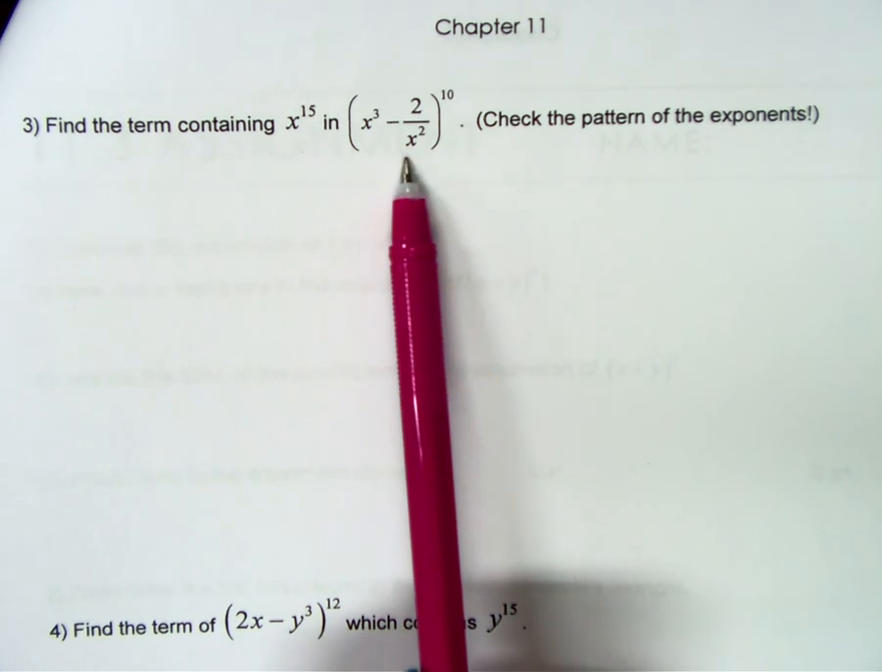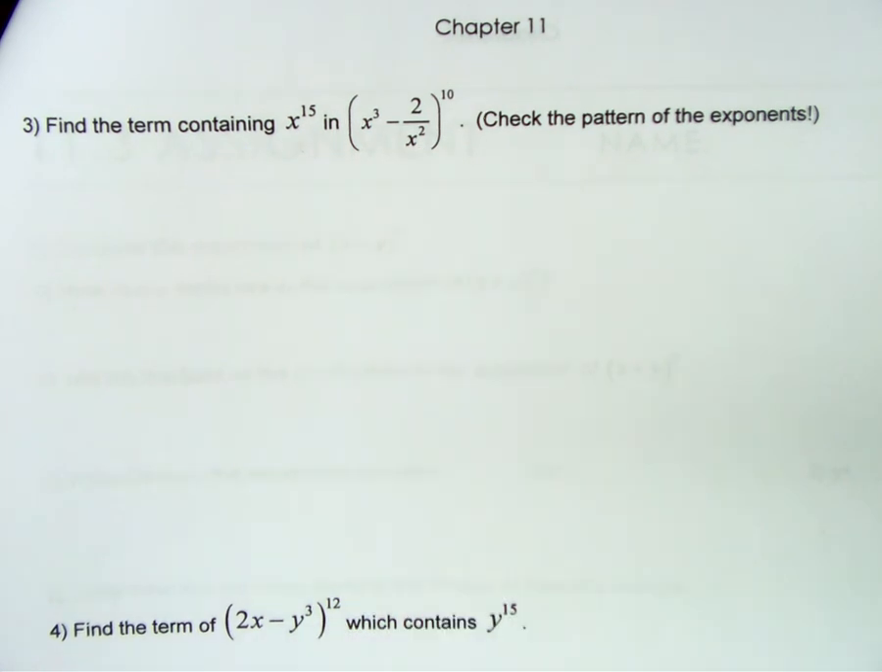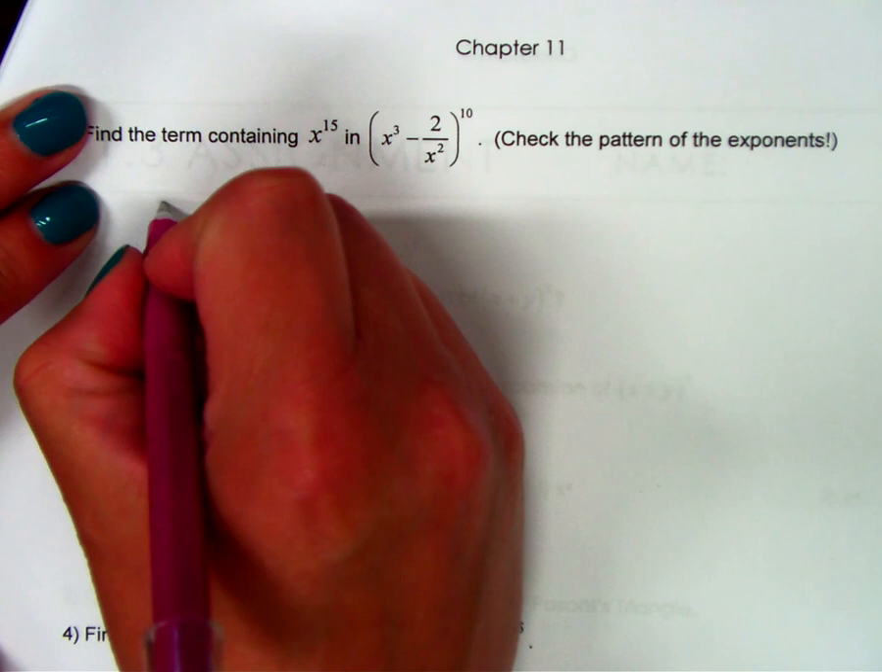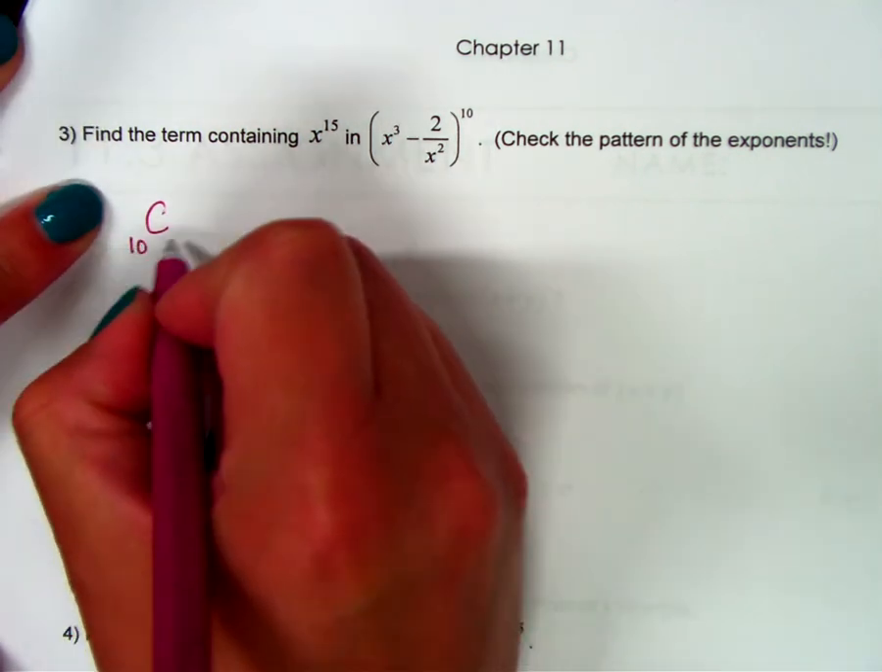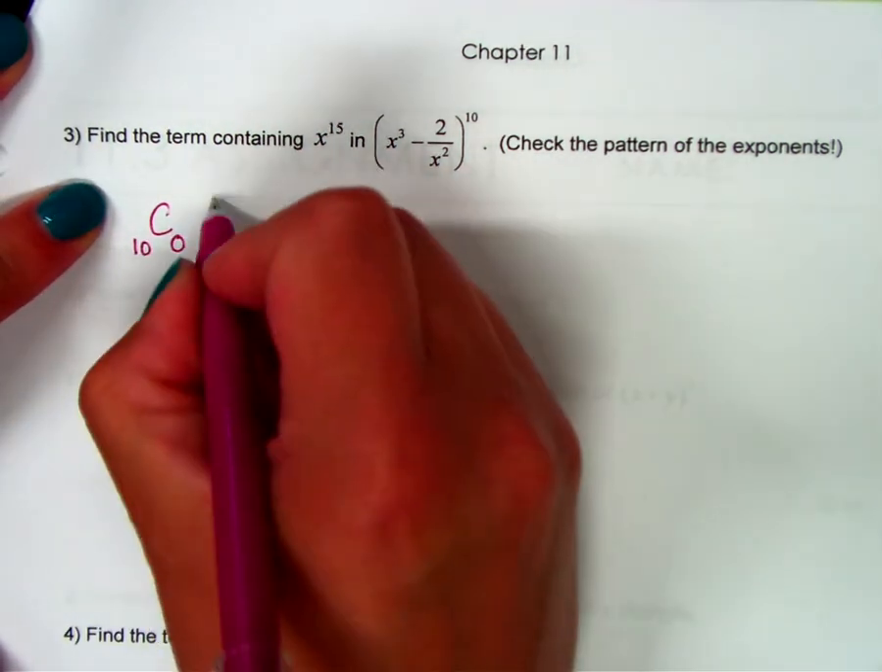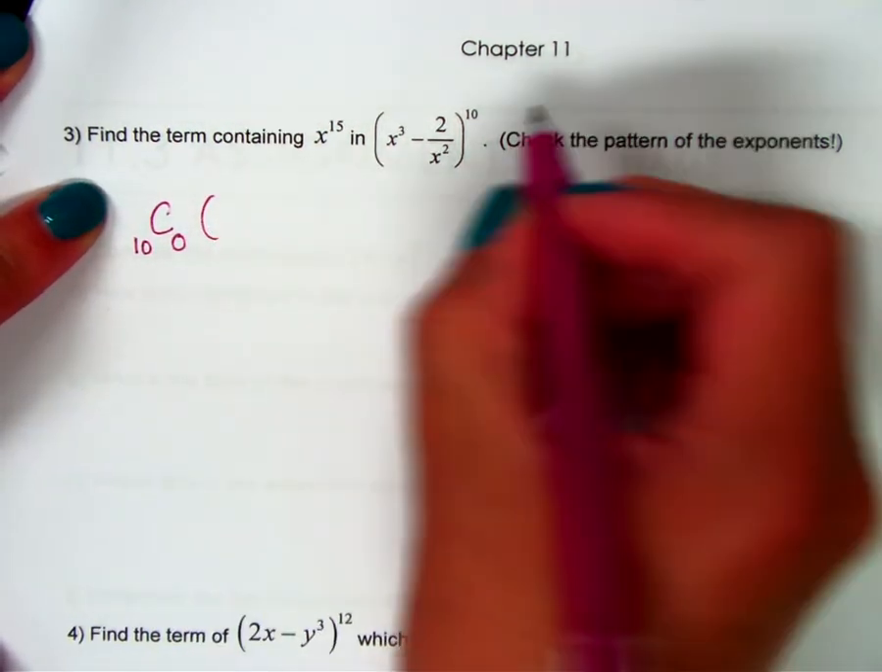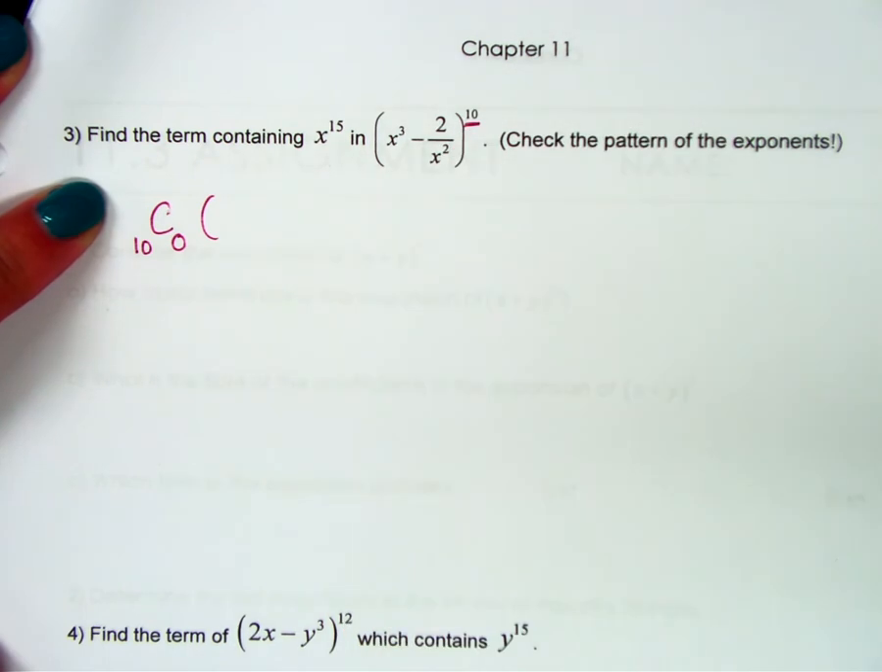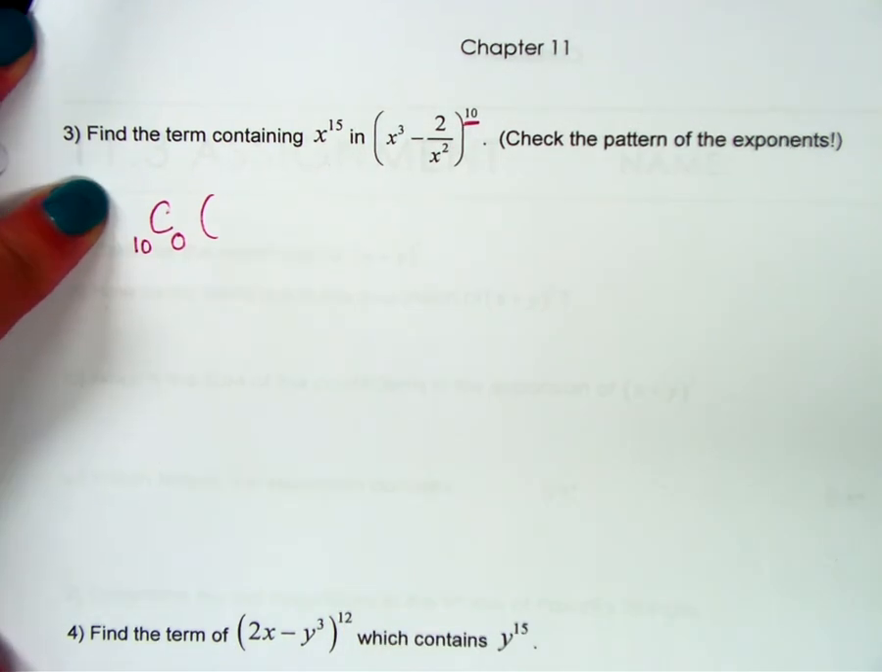Right, but you're neglecting your second term. Good strategy, and that's exactly what I want you to do. I want you to figure out the pattern of what's happening with your x's. So what would be the first term? 10 choose 0. 10's my outer exponent. My first term always starts with choose 0.